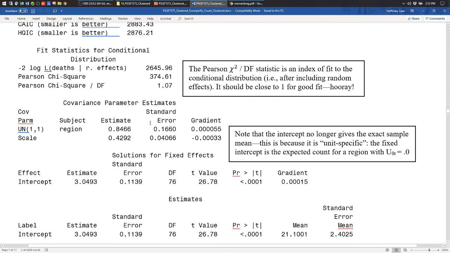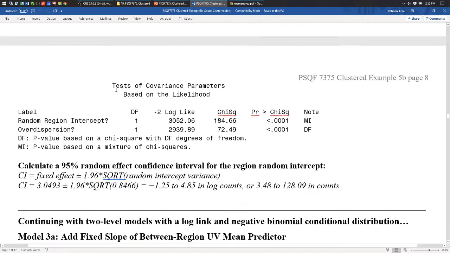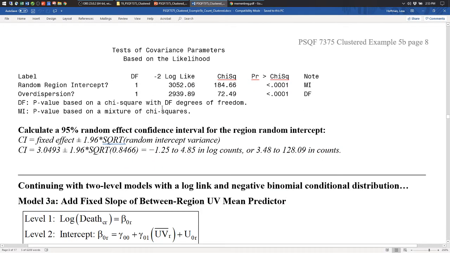And when we get all the way done, our Pearson chi-square is down to 1. Hooray. I suspect these data are simulated, because that rarely happens in practice. It looks like I have a considerable amount of random intercept variance, as well as a scale factor. And here are the results of my likelihood ratio tests.